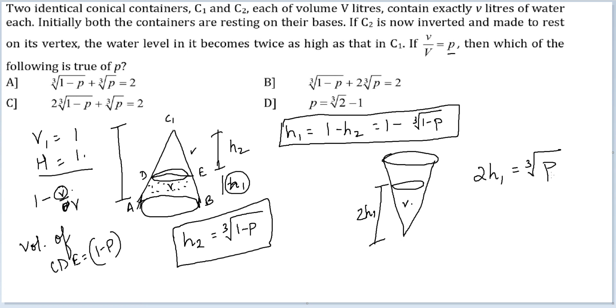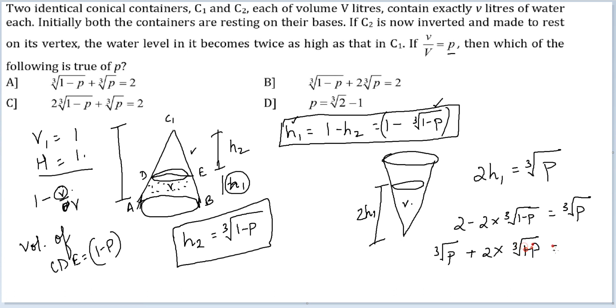Okay, if we get 2h1 is under root of p, we can also reach this place. And see here, h1 in terms of p and 2h1 in terms of p. So we can equate these. I'll get 2 minus 2 into cube root of 1 minus p is equal to cube root of p. So getting all the p's on one side, cube root of p plus 2 into cube root of 1 minus p should be equal to 2. I now have one expression in terms of p, and option C matches this. So your answer to this question will be option C.